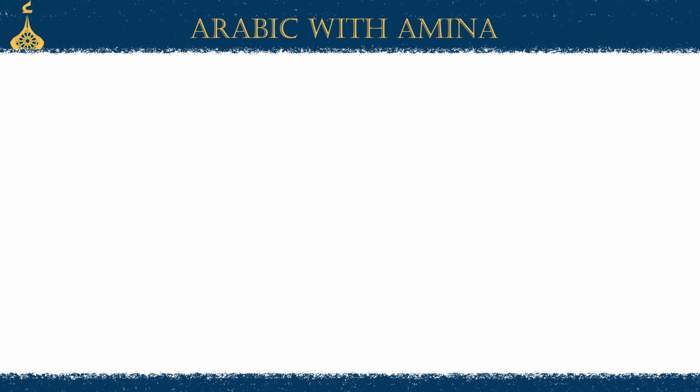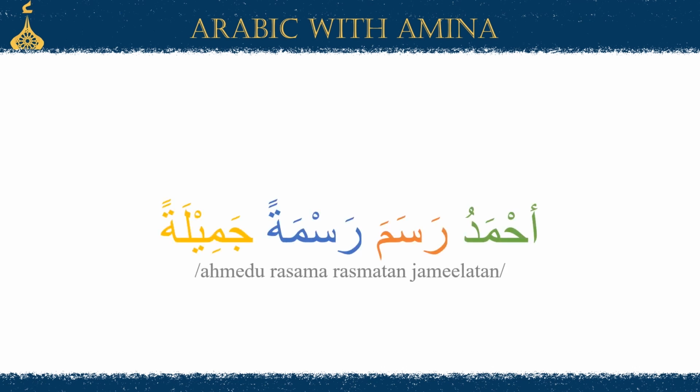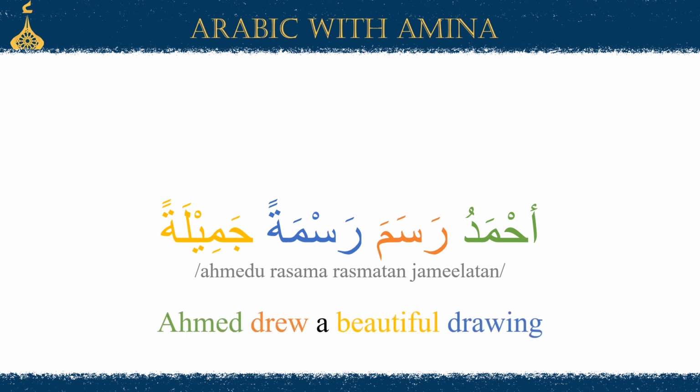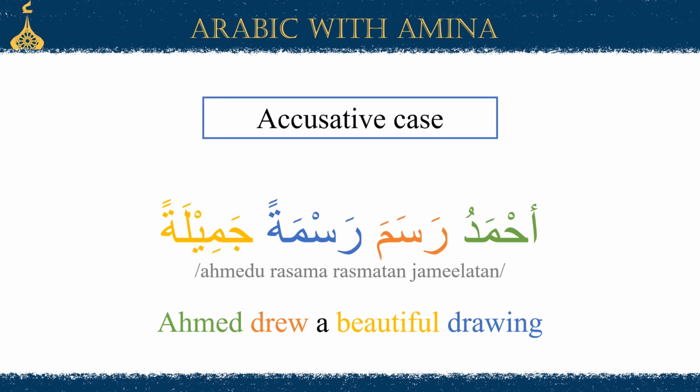Our final example for matching the adjectives to the case. أحمد رسم رسمة جميلة. Ahmed drew a beautiful drawing. The noun is in the accusative case. It is demonstrated by the tanween or fathatain at the end of the noun. And the adjective, which is beautiful or jamila, is matching the noun, and it is also in the accusative case.